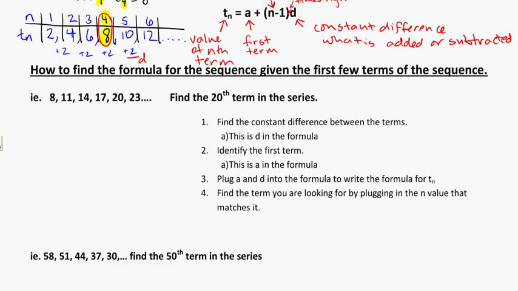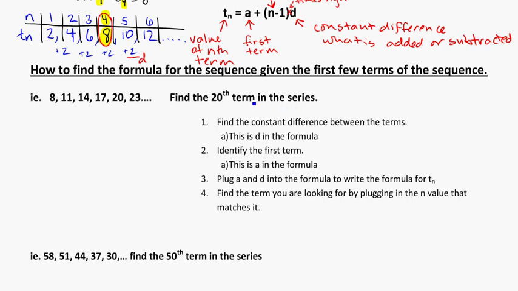Okay, so here we're going to look at how to find the formula for a sequence given the first few terms of the sequence, and in this case, an arithmetic sequence. So I'm going to take a look at this example: 8, 11, 14, 17, 20, 23, dot, dot, dot, carries on. Find the 20th term in the series.